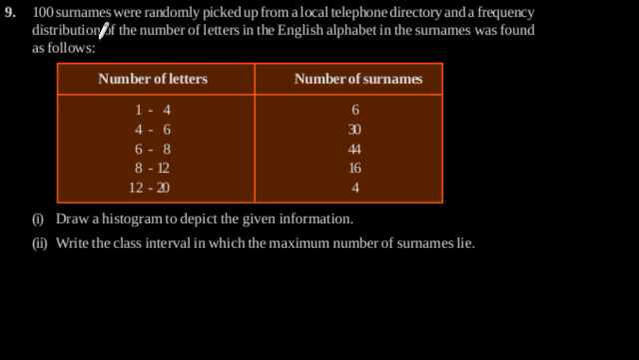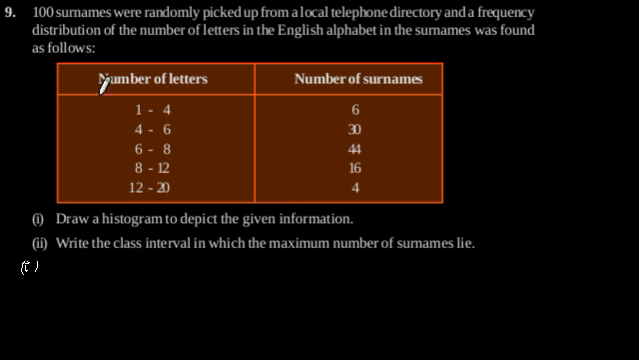Exercise 14.3, question number 9. 100 surnames were randomly picked up from a local telephone directory, and a frequency distribution of the number of letters in the English alphabet in the surnames was found as follows. First, draw a histogram to depict the given information. First part.